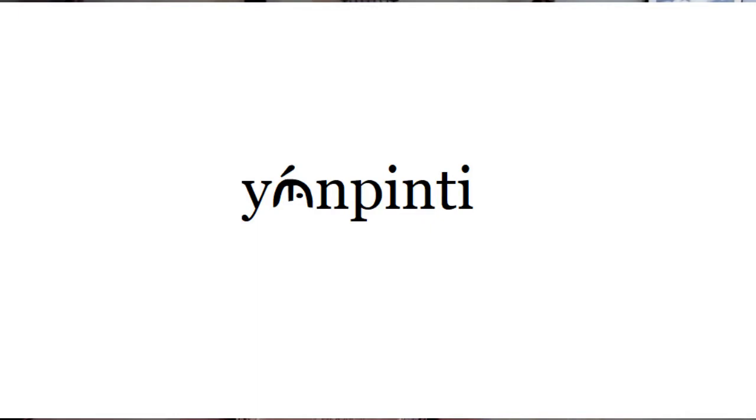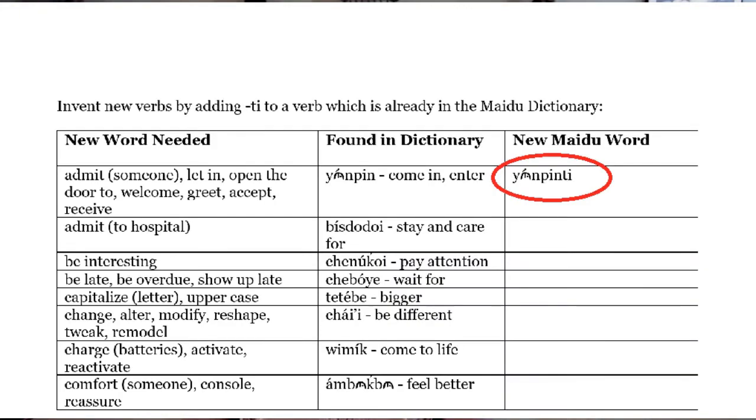Yunpin-ti, admit someone, let them come in or join. Now we're going to do the same thing with a few more. Let's go a couple of rows down to the word be interesting. We don't have a way to say something or someone is interesting based on words from recordings and stories. But we do have a word, pay attention, chenukoi.